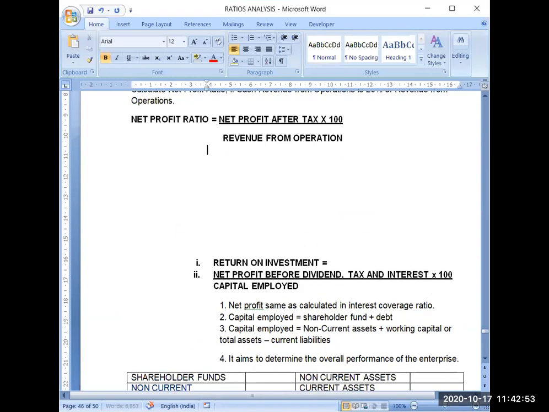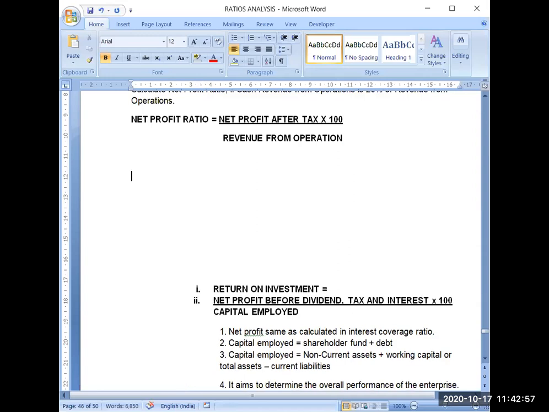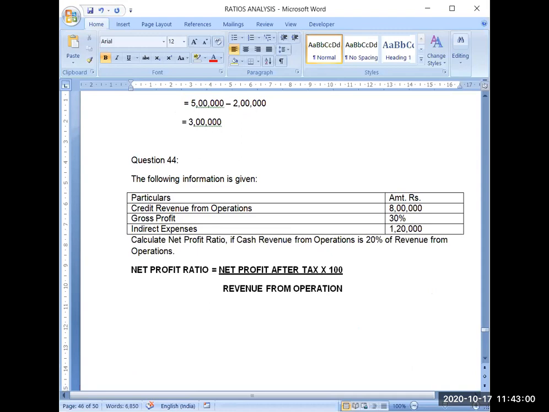If tax information will be available, we will be able to calculate net profit after tax. Otherwise, whatever net profit we are getting, that only we will be using in our solution. So now first thing I need net profit after tax. So net profit after tax, I will be able to calculate net profit is equal to gross profit minus indirect expenses.